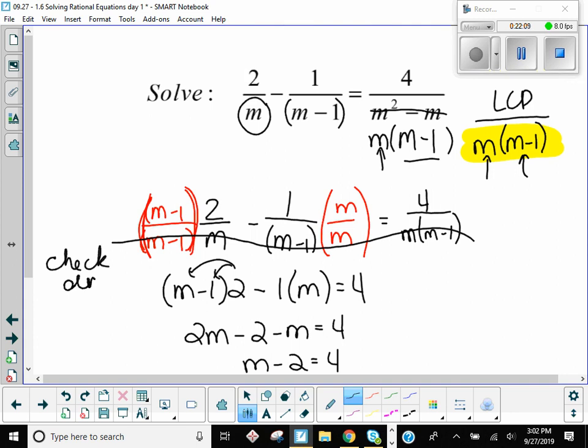So checking the denominators. If I put 6 into the first denominator for m, does it make it 0? No, right? Because it's 6. So that denominator checks. If I put 6 into the second denominator, it gives me 6 minus 1. I don't even actually care what that answer is. I just care that it's not 0.